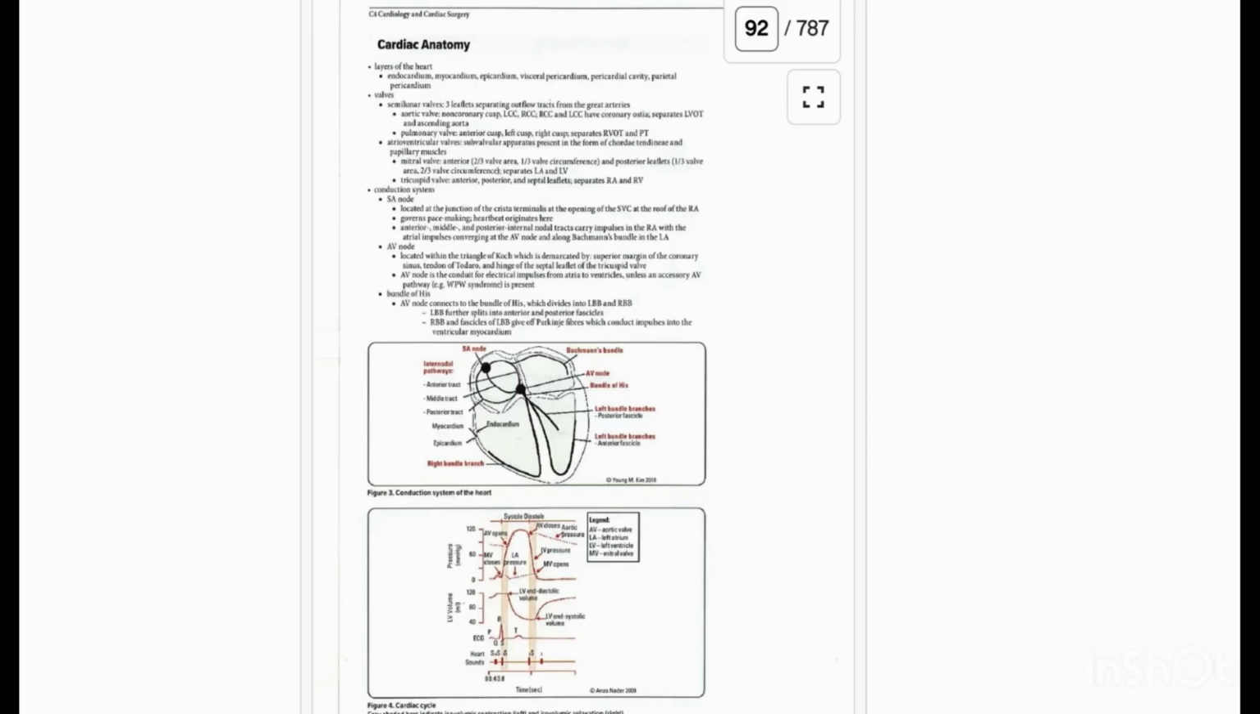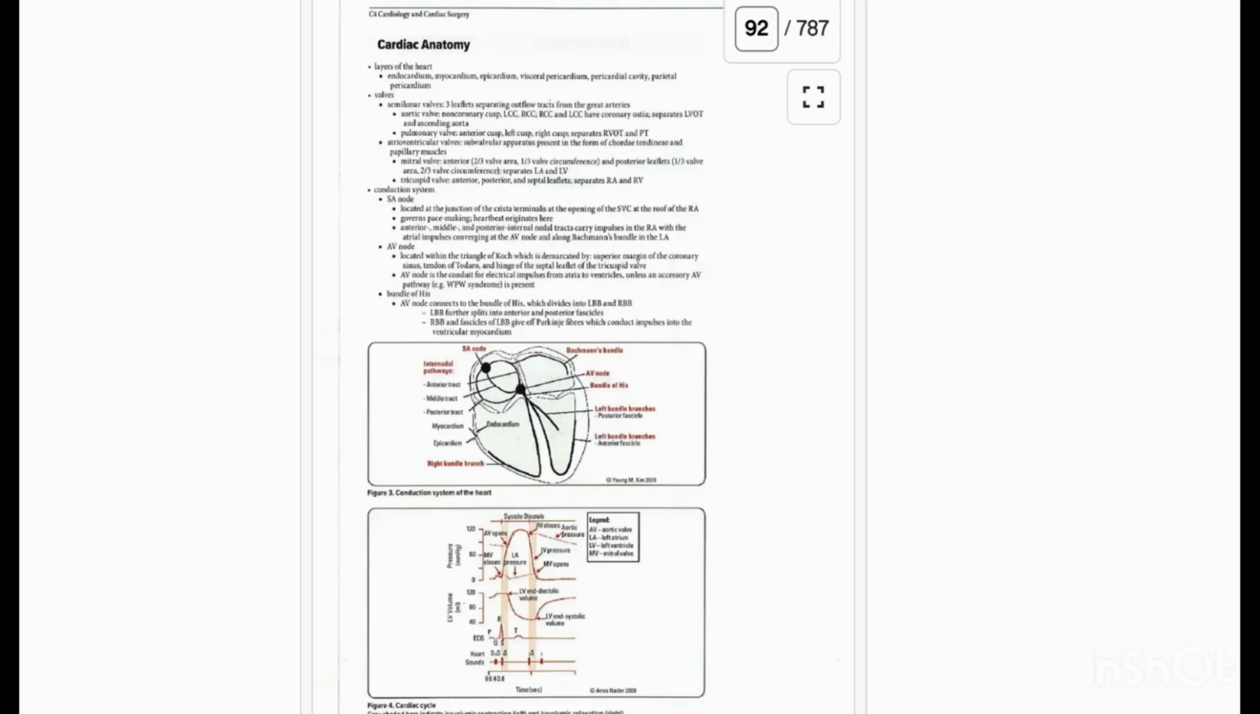The tricuspid valve consists of 3 leaflets, anterior, posterior, and septal, and separates the right atrium from the right ventricle. Now, let's trace the electrical network of the heart as illustrated in Figure 3. The cardiac impulse originates at the SA node, or primary pacemaker, located at the junction of the crista terminalis and the opening of the superior vena cava at the roof of the right atrium.